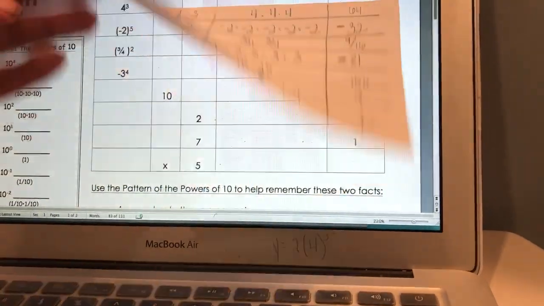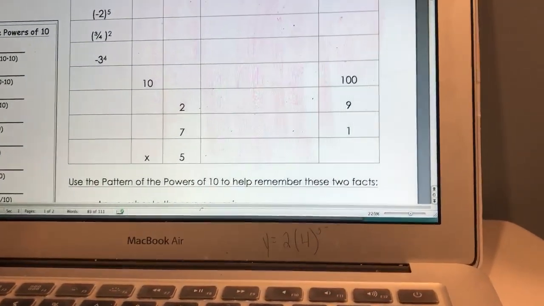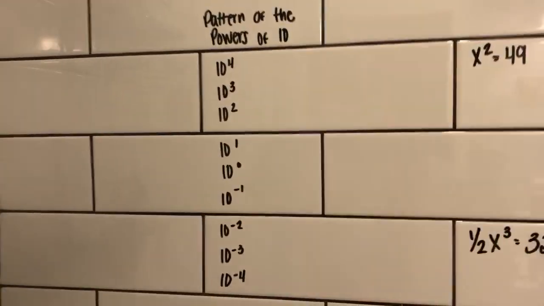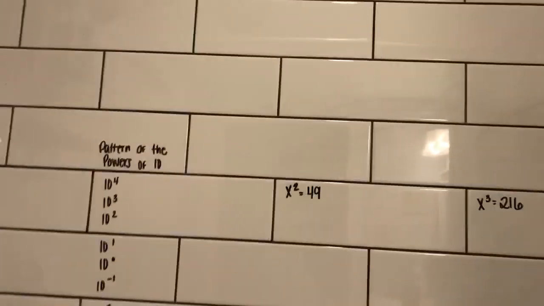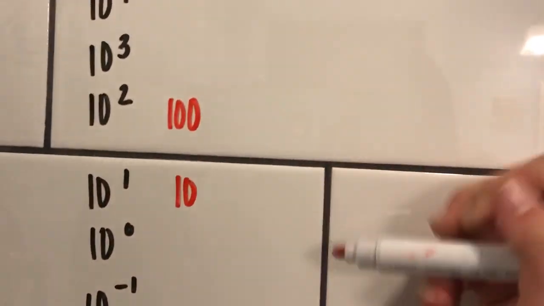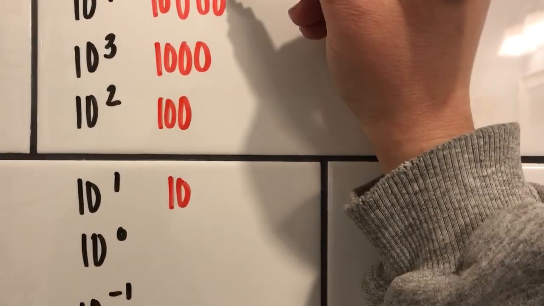So next up on our list says use the pattern of the power of 10 to remember these 2 facts. And we have not filled that out yet. I have this set up over on the wall for you. That's kind of off to the left if you're following along with notes. I'm just going to come over here. So patterns of the power of 10. I have 10 to the 4th down to 10 to the -4th listed out for you. And I like to start right at 10 to the 1st. That one's kind of easy to start with. So 10 to the 1st is going to give me just 10. 10 squared gives me 100. 10 cubed, 1,000. And 10 to the 4th power is going to be 10,000.